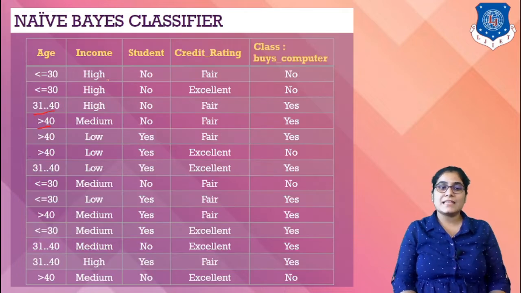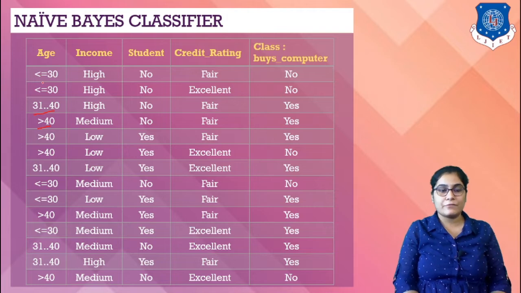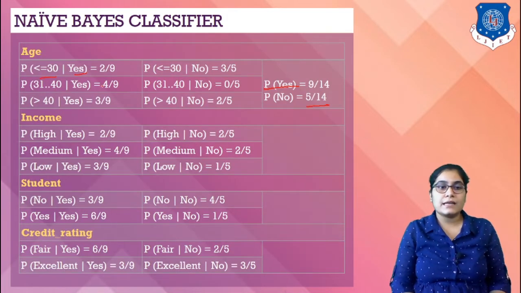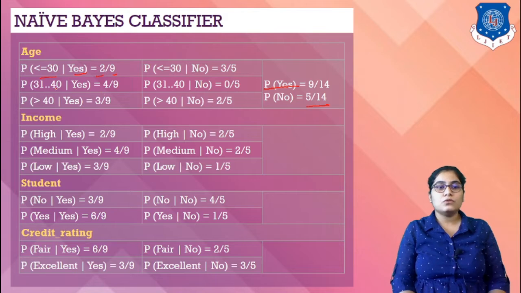So here you can see that in this table we have a total of 14 records, out of which 9 records have class label yes. So out of these 9 labels, how many have an age value less than equal to 30? You can see in the table that out of these 9, a total of 2 records have age less than equal to 30, and that's why the probability of less than equal to 30 and yes label is 2 by 9.